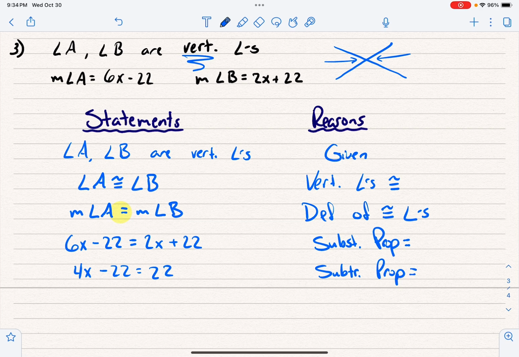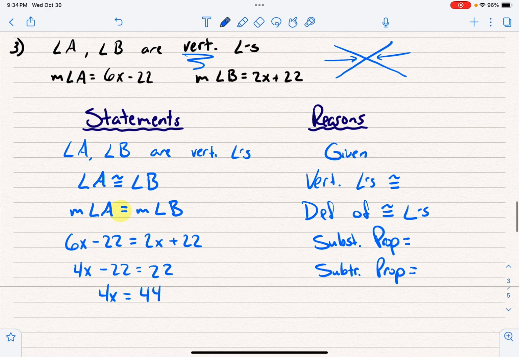We subtracted 2x from both sides, and at this point I'm going to go ahead and add 22 to both sides, which is going to get me to 4x equals 44, and that is the addition property of equality. And lastly, we'll divide both sides by 4, and we get x is equal to 11, and that is the division property of equality.